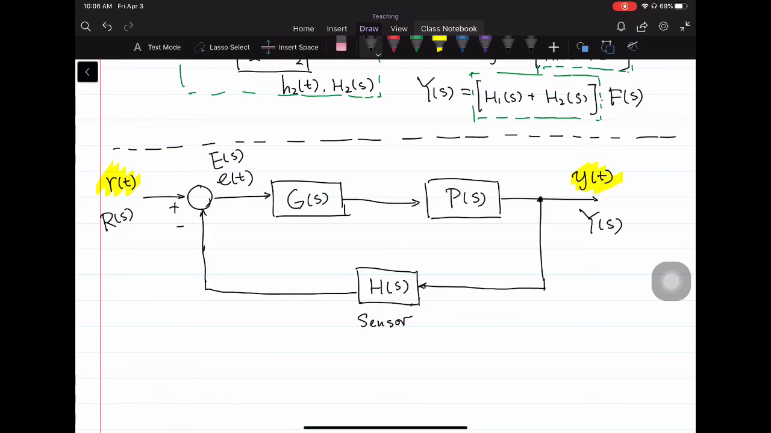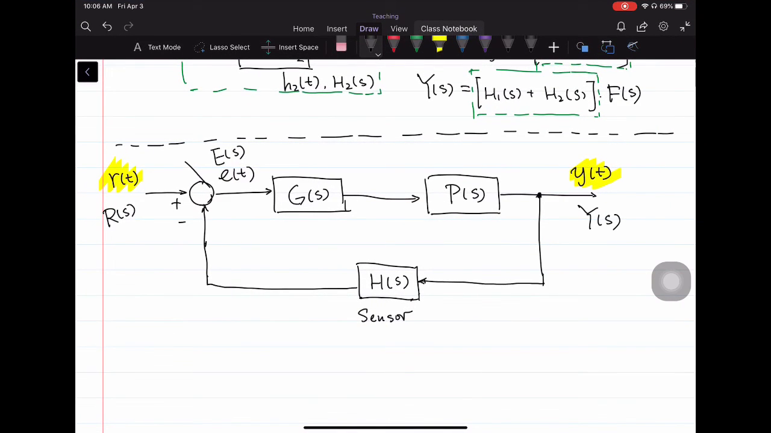Now the sensor will report a measured temperature compared with your reference. For instance, the current room temperature is 60 degrees. Your set point is 72. There's a 12-degree difference. That difference is our E of t, and it's called the error signal. The error signal will be entered into a controller.